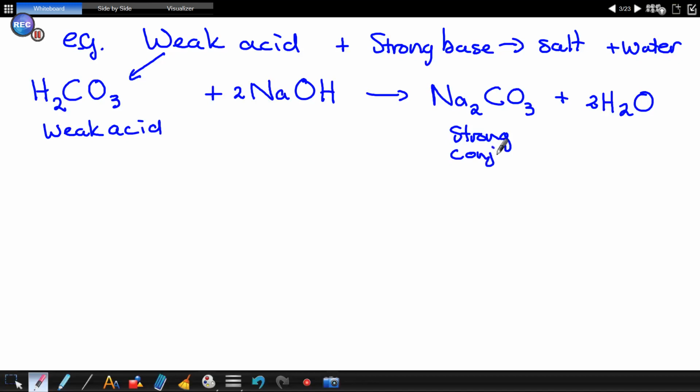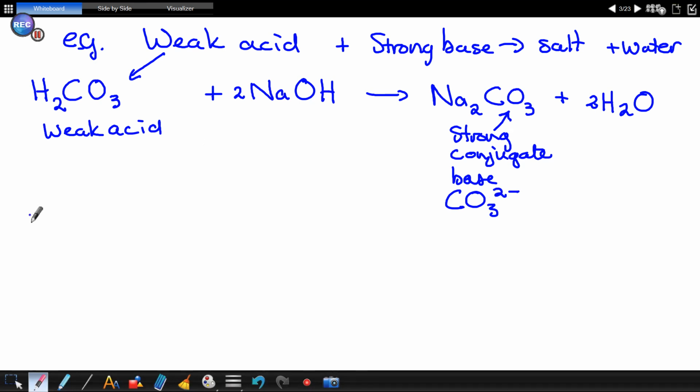Now, which part here is the strong conjugate base? It's not the Na2CO3, it is just the CO3 2 negative. The strong conjugate base here is the CO3 2 negative. What will it do? It will grab something from the water. Because it's so strong, it doesn't want to be alone.